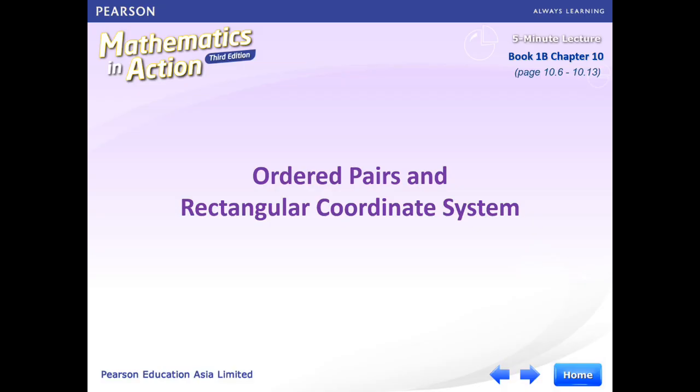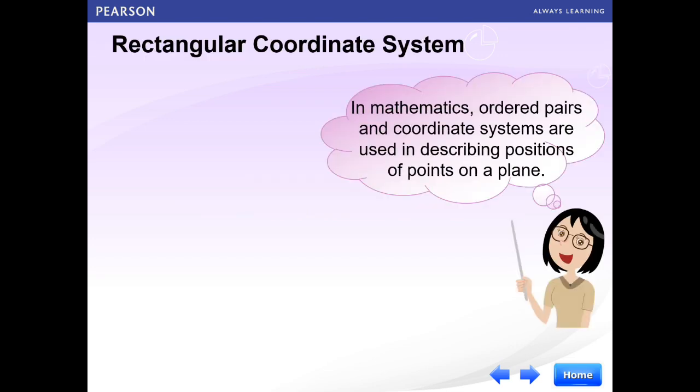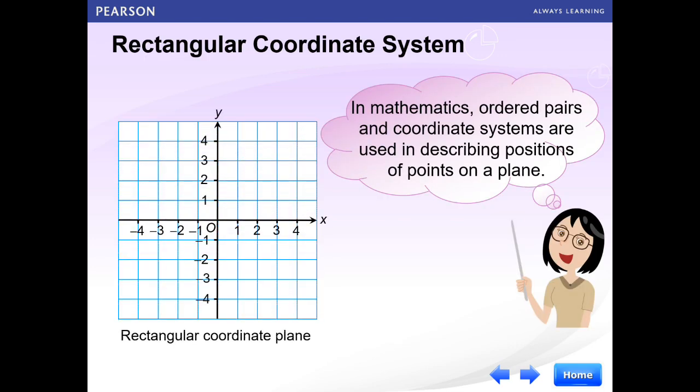Hi everyone. Today we'll start a new chapter, chapter 10, that is about the rectangular coordinate system. And what's this? We will use this coordinate system to describe the position of points on a plane. Now you will see that the picture on the left here is our rectangular coordinate plane.